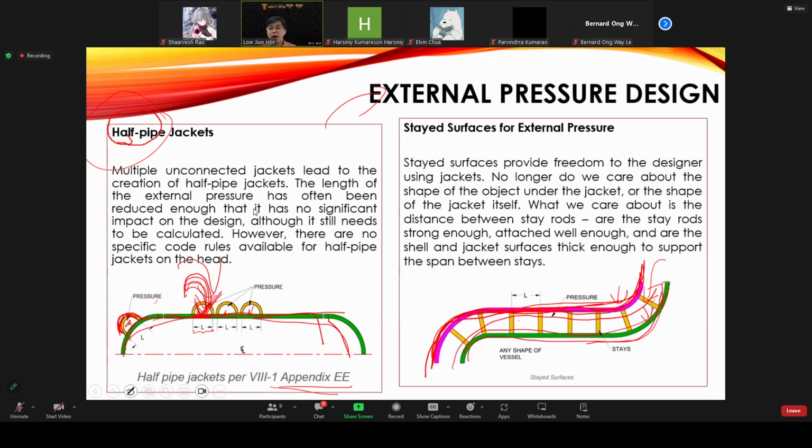But okay, according to some designs proposed by scientists and engineers, they noticed that we can also install a support which is known as a stay rod, inside the gap between the jacket and the pressure vessel, in order to support the outer surface of the shell here to withstand the external pressure that can be found inside the jacket here.